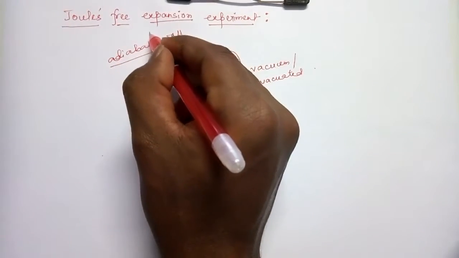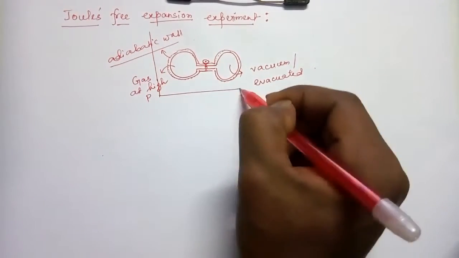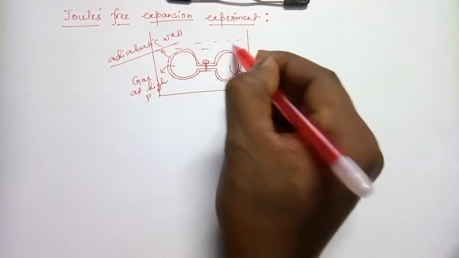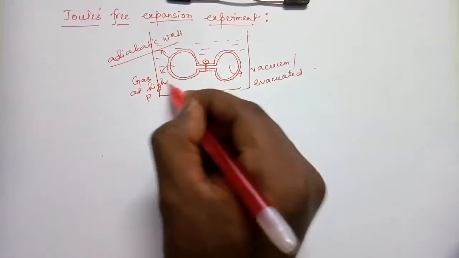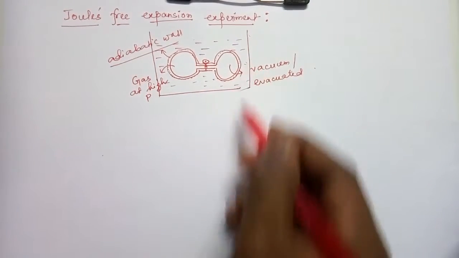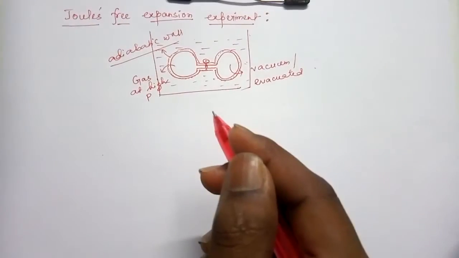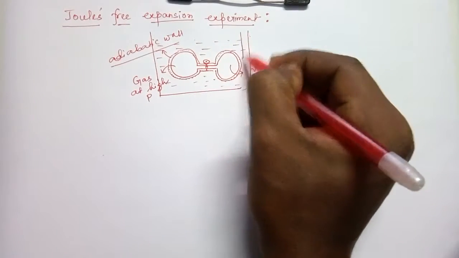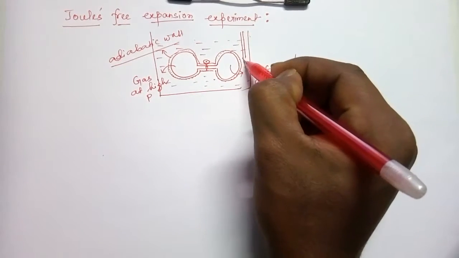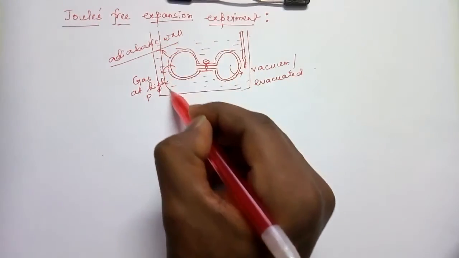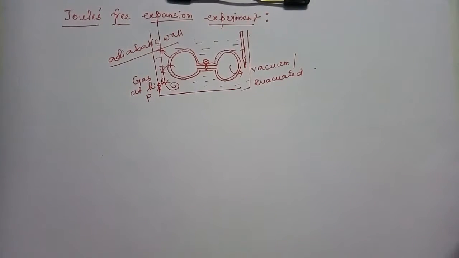And this is taken in a beaker dipped in water, so that the isothermality can be preserved. One recording thermometer is taken, and one stirrer is taken. Okay, so this is the apparatus for Joule's experiment.